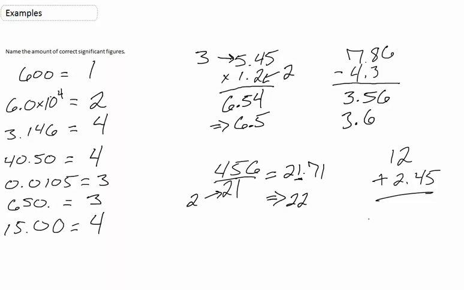In the last problem, we're going to add 12 plus 2.45. Once again, we're going to look at the number that has the least precise measurement. In this case, 12 only goes out to the ones place. So if we were to add these up, we would get 14.45. But since our least precise is in the ones position, our final answer is going to be 14.